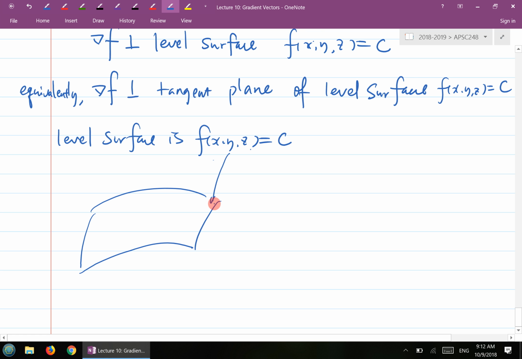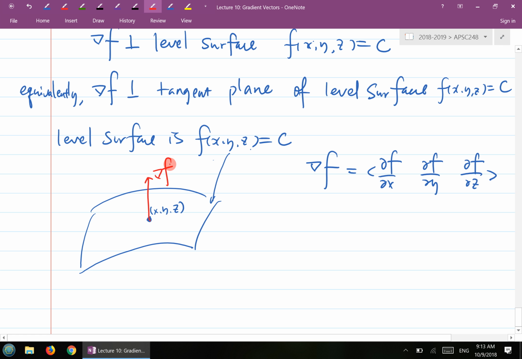And then if you pick a point which is right on the level surface, this point has x, y, z here. Then you calculate, let's say, the gradient del f. So the gradient del f here is partial f partial x, partial f partial y, partial f partial z. Three variables, right? So a vector of 3 components here. Then del f will give you a direction, del f like that.